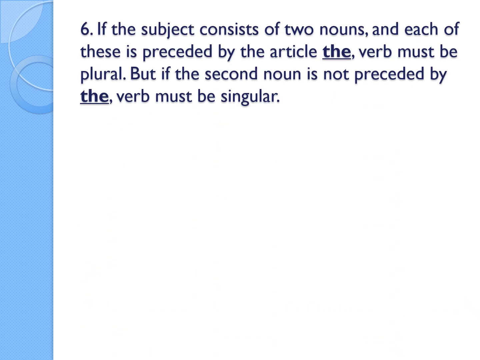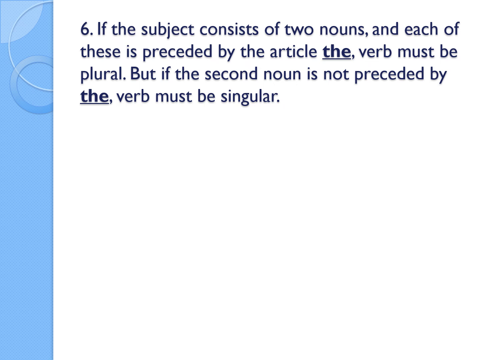So I hope that it's clear, guys, that if we use either or, neither nor, whatever is the subject, the number of the subject nearer to the verb must be followed. If the subject nearer to the verb is singular, then use a singular verb. If the subject nearer to the verb is plural, then the verb is plural.